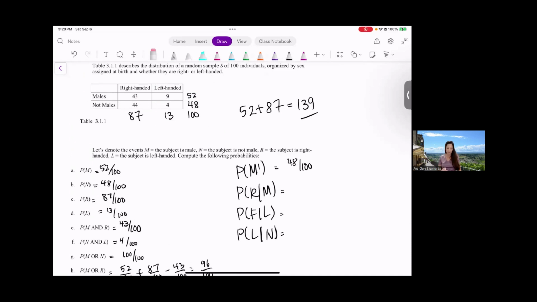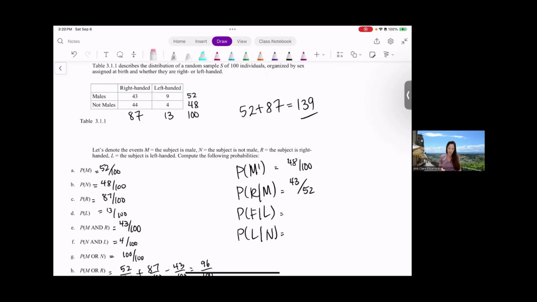So here I am. I'm focusing on males only. That means that my denominator is 52 because I only care about the males. Of those 52, how many were right-handed? In the highlighted column, you will see that 43 were right-handed. That's how you approach it. Focus on the condition that you're given, and then that's your denominator. What is the numerator is how many are in the first group. So how many right-handers were in the male group?